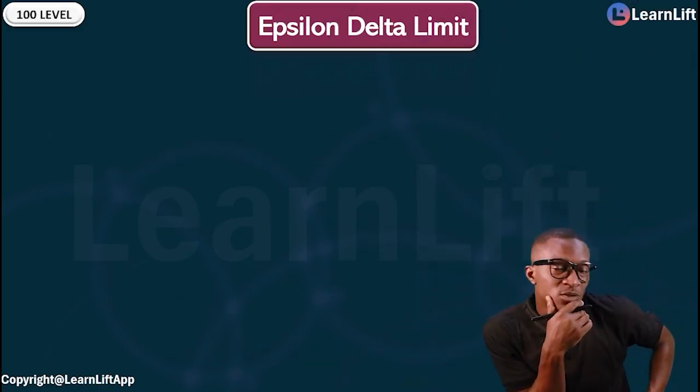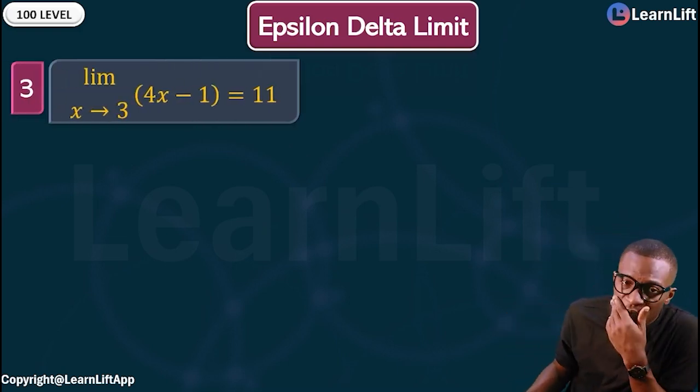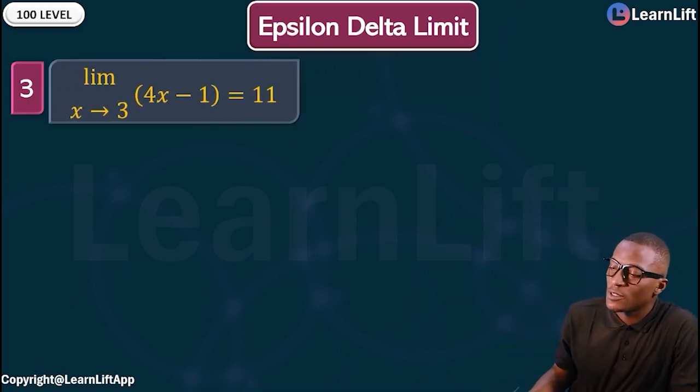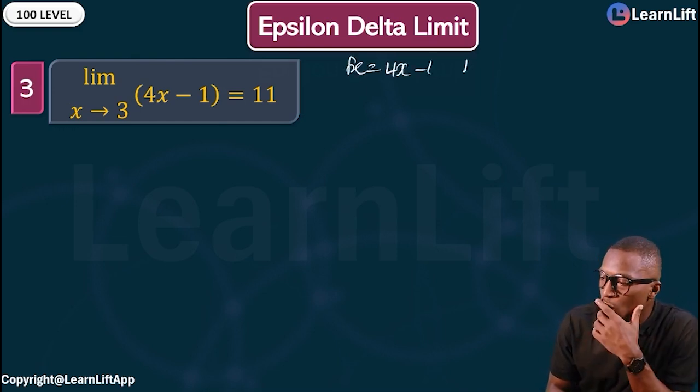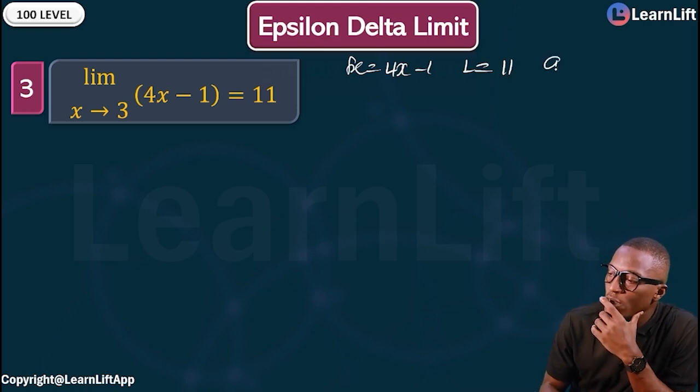Quickly now, let's take the next question. The question says the limit of 4x minus 1 is equal to 11 as x approaches 3. We know from here that f of x will be 4x minus 1. L will be 11. And a will be 3.